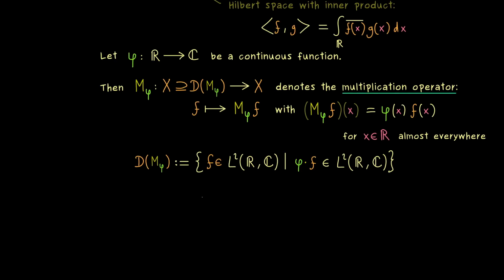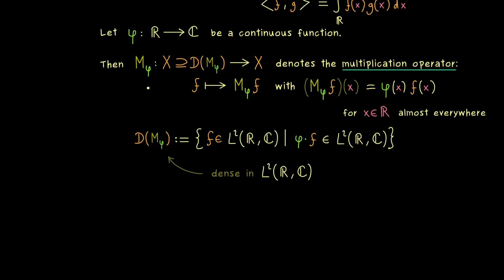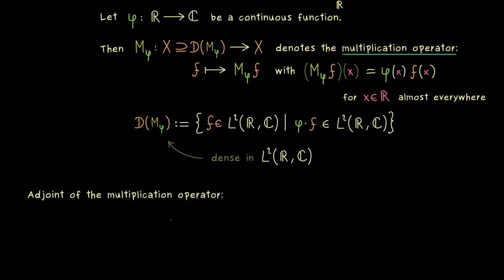And moreover, one can also easily show that this domain lies dense in our space X. For example, here we can use the knowledge that the C infinity functions with compact support lie dense in L2. And obviously these functions definitely lie inside this domain as well. So obviously the whole thing is not a problem. Our multiplication operator is a densely defined operator, which implies, as we already know, that the adjoint exists and is well defined. This means we can immediately write down the definition of m phi star.